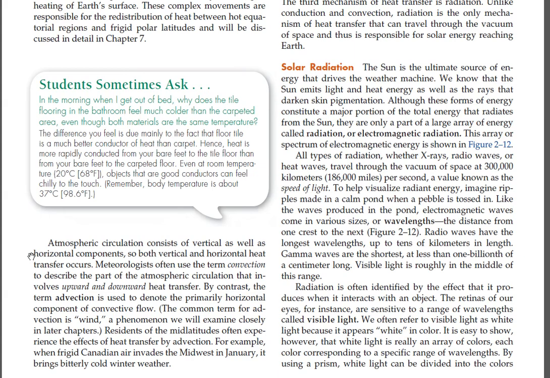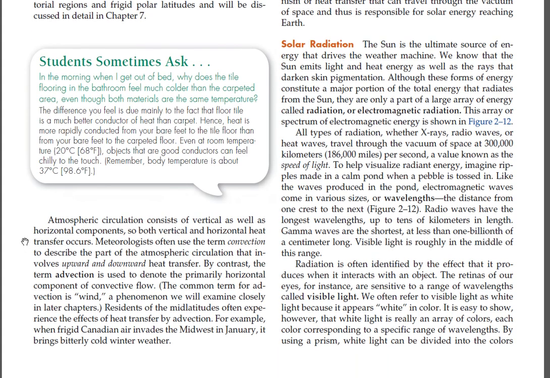Atmospheric circulation consists of vertical as well as horizontal components, so both vertical and horizontal heat transfer occurs. Meteorologists often use the term convection to describe the part of the atmospheric circulation that involves upward and downward heat transfer. By contrast, the term advection is used to denote the primarily horizontal component of convective flow. The common term for advection is wind, a phenomenon we will examine closely in later chapters.